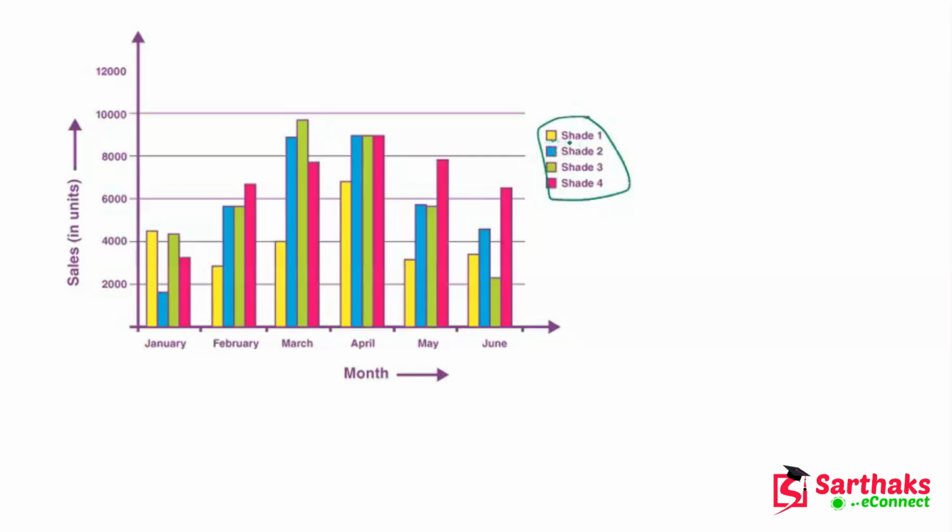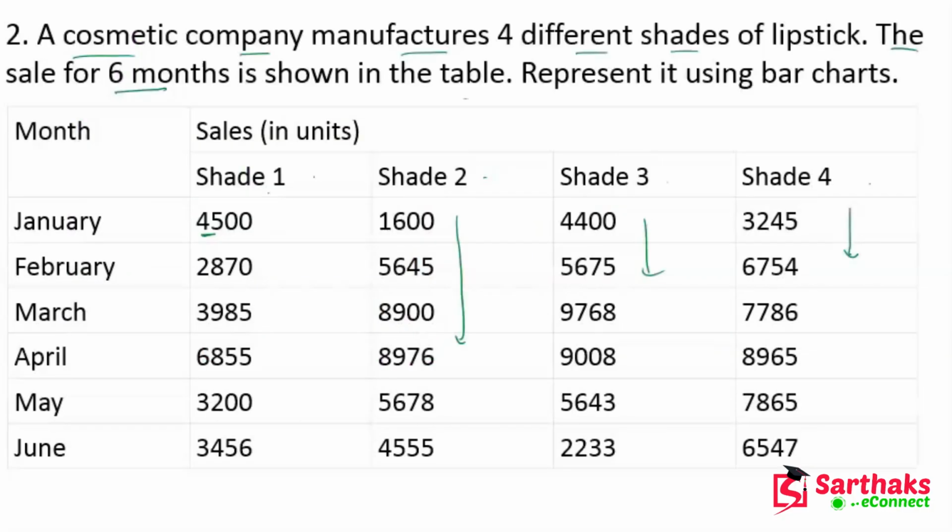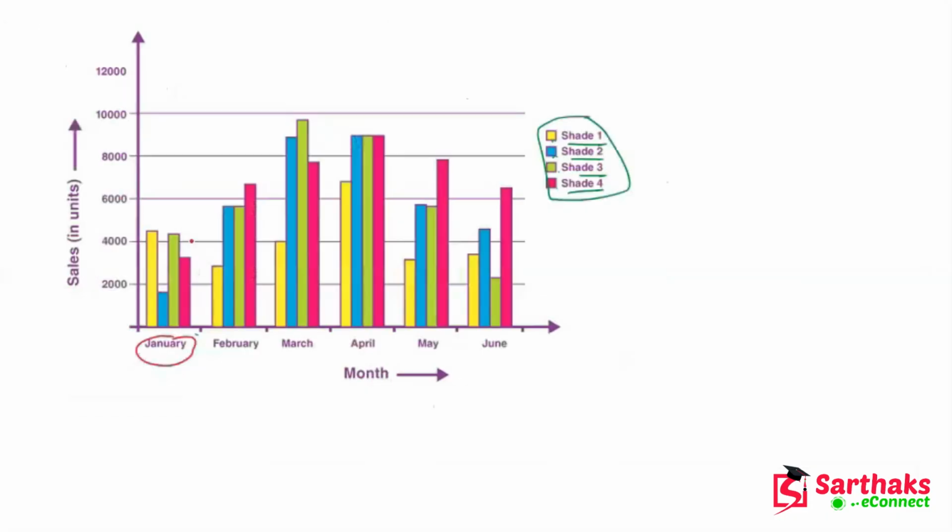The yellow part represents shade 1, the blue part represents shade 2, the green part represents shade 3, and the pink part represents shade 4. Now in the month of January, the sale of shade 1 is 4500, so the length of the bar is equal to 4500.